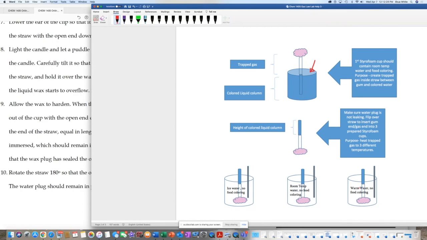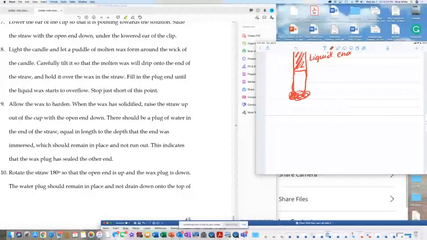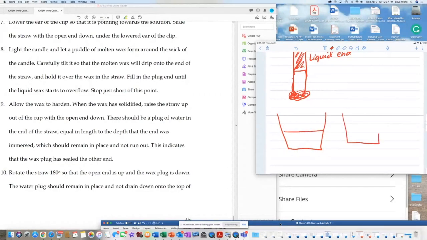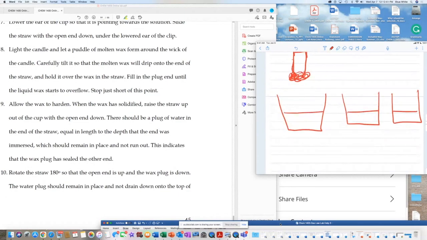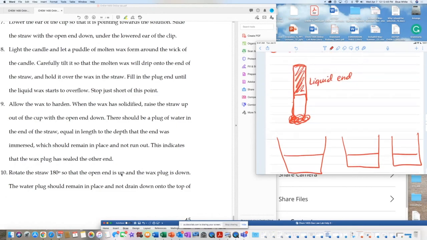So back to the one that I'm drawing now, I'm gonna have three different cups. One, two, three. Excuse the cup getting small, I'm running out of space. And so let's see. Rotate the straw 180 so that the open end is up. When they say the open end, I know. Here's the thing. With chemistry, you kind of have to read between the lines, and that's the issue. That's why I have a job, right?